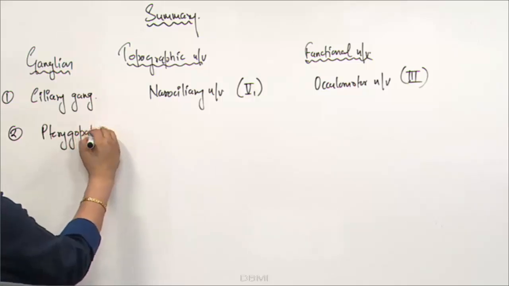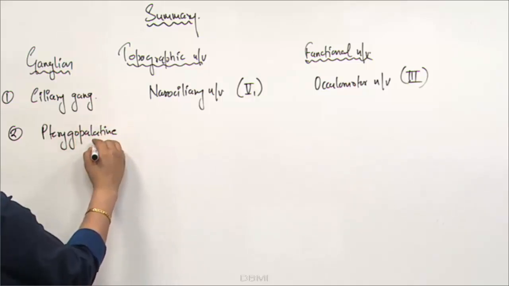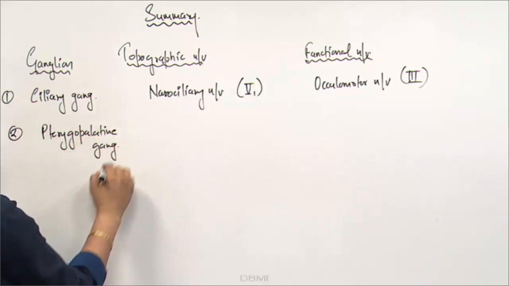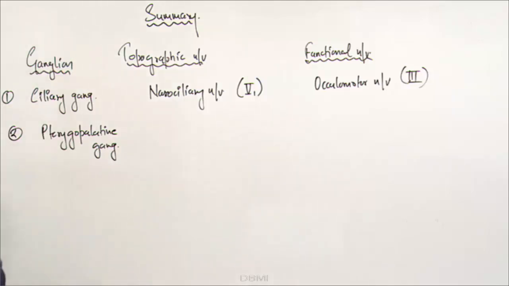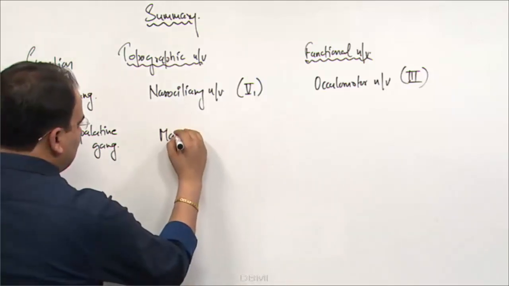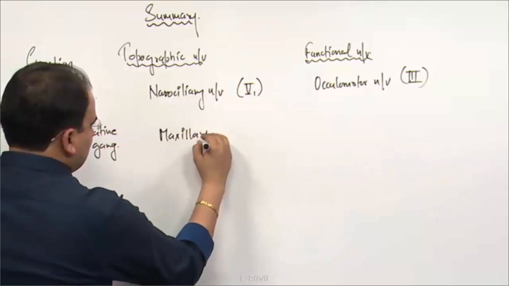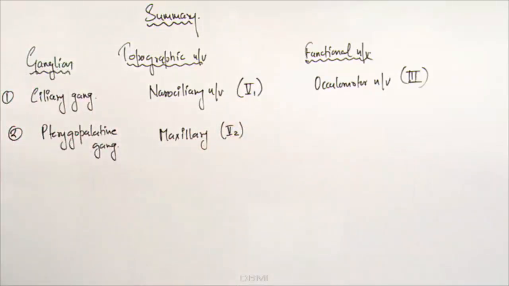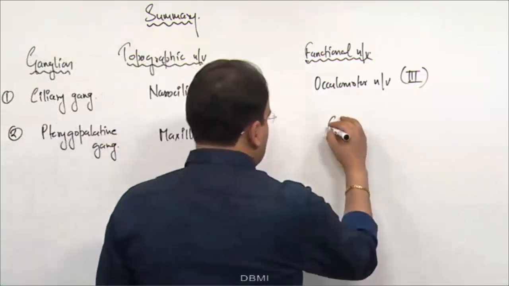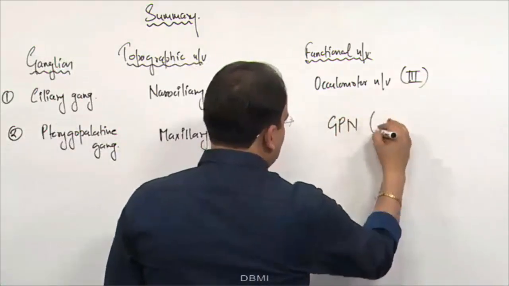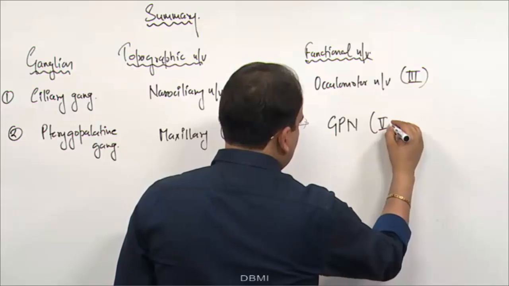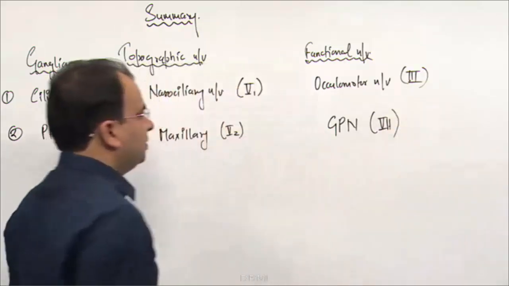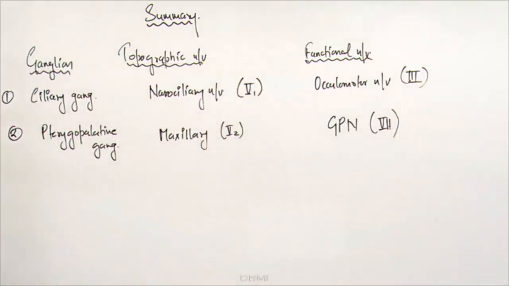Next we have the pterygopalatine ganglion. Topographically it was hanging from the maxillary nerve. It was topographically related to the maxillary nerve, and functionally it was the greater petrosal nerve, a branch of the facial nerve, which is relaying into it. The greater petrosal nerve, that is the facial nerve branch, was functionally related to the pterygopalatine ganglion.